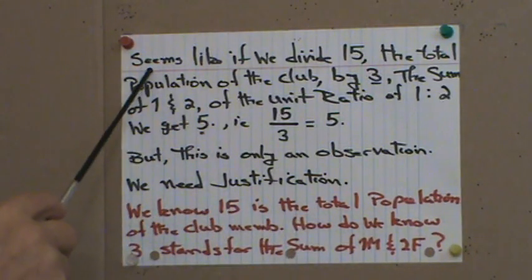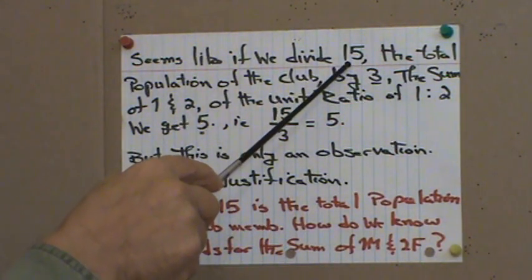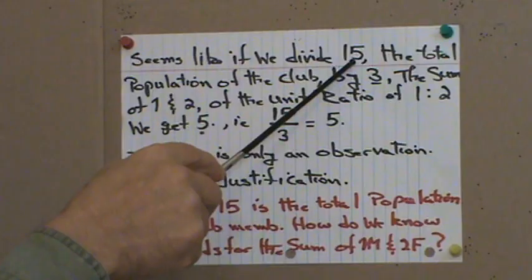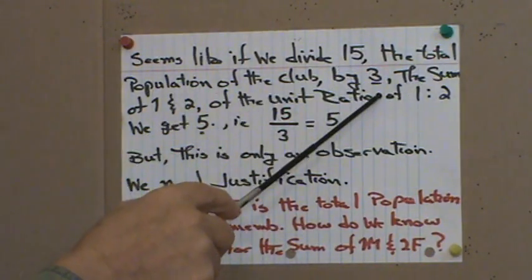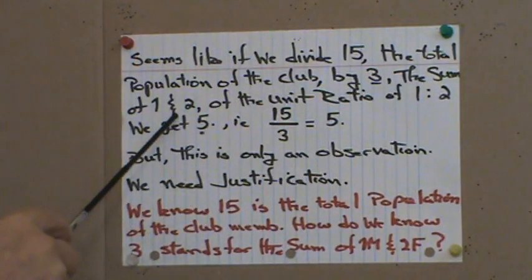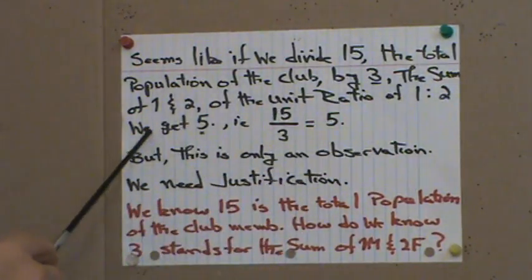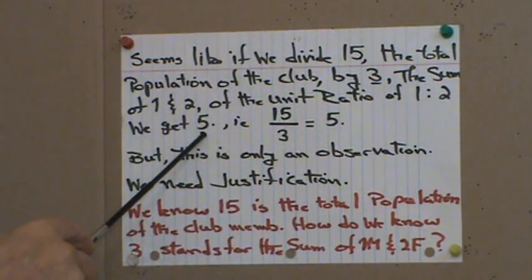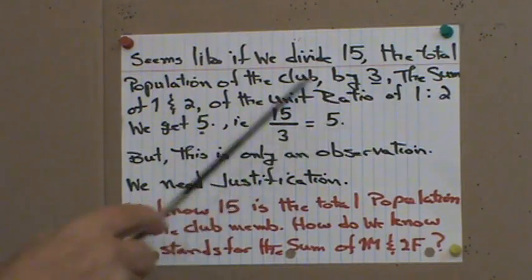By doing that, it seems like if we divide 15, the total population of the club, by 3, what was 3? 3 seems to be the sum of 1 and 2, which is the unit ratio of 1 to 2. We do get that number 5, which is the magic, because 15 divided by 3 equals 5.